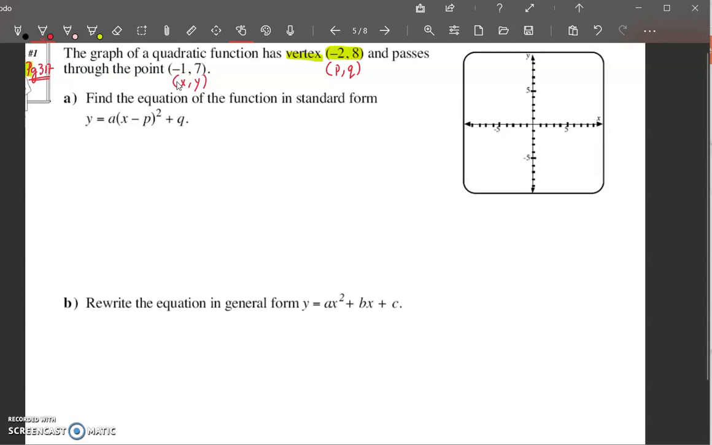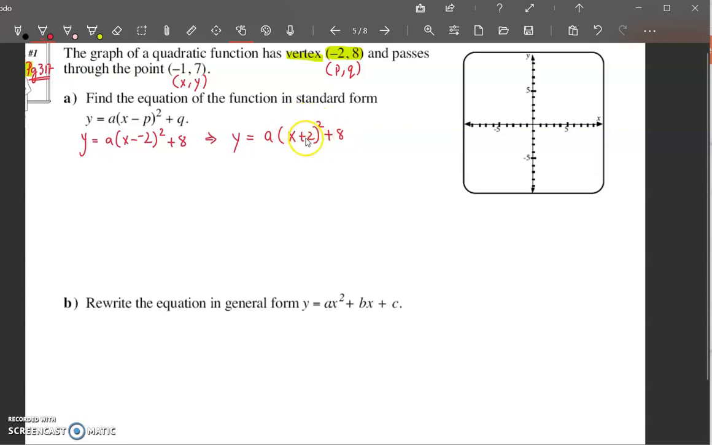Okay, so let's go through the steps that we were talking about. The first step is to replace your P and Q in your formula here. So we will put the X minus, and remember this is a -2, plus 8. So what does that give us? That gives us y is equal to a(x + 2)² + 8.